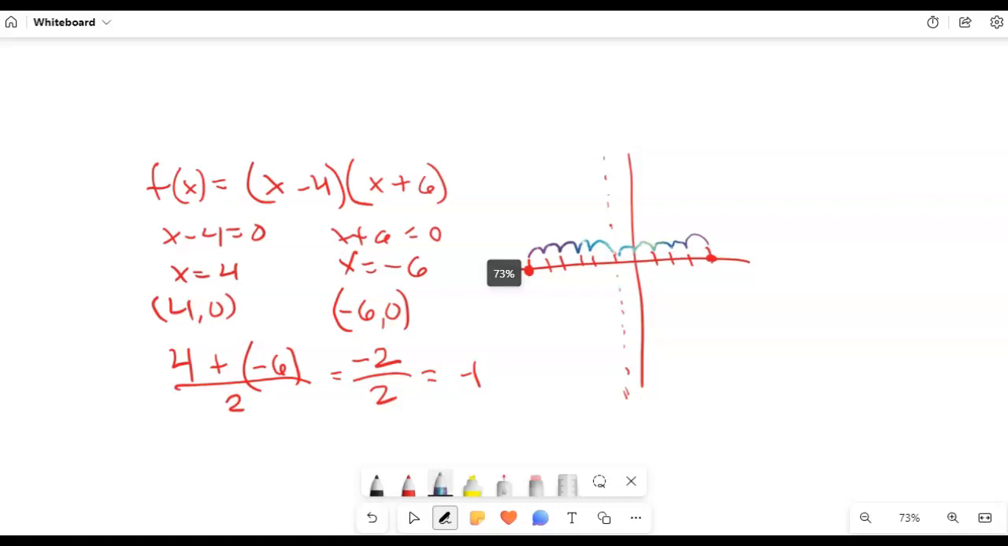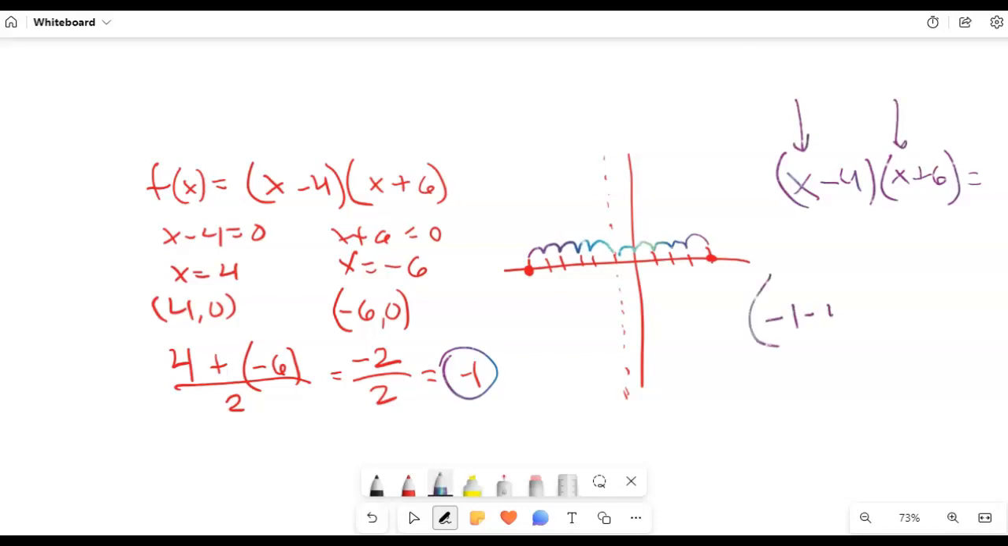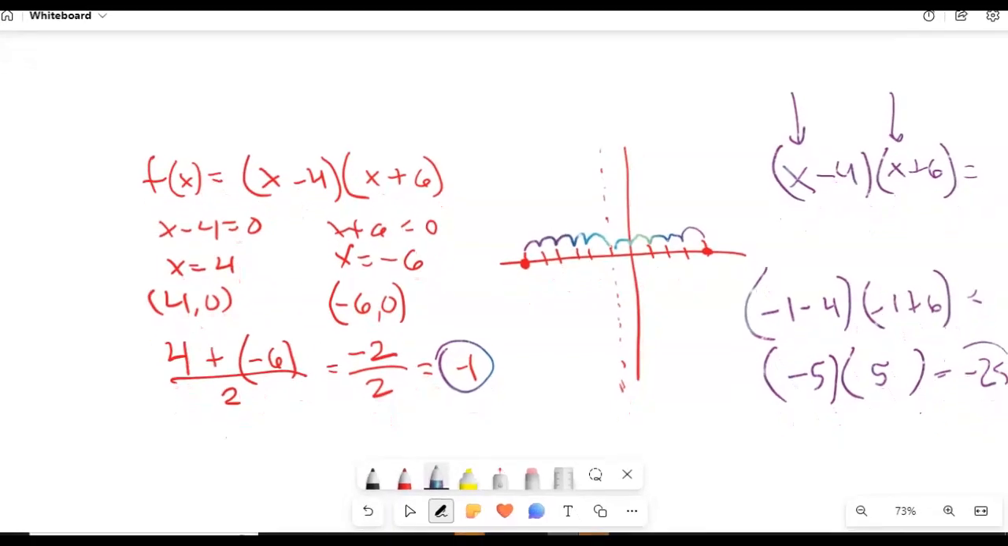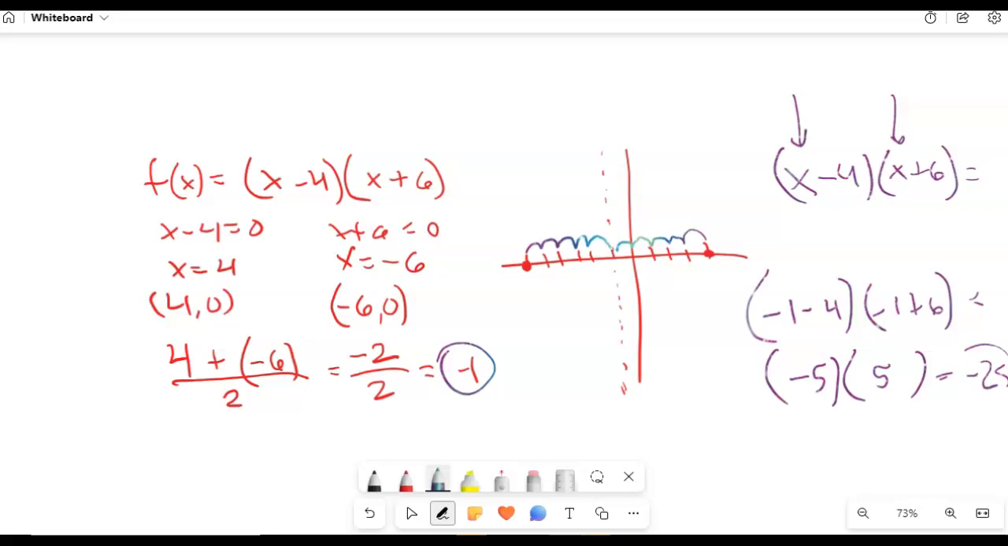So to do that, let's take a look then at if we have x minus 4 times x plus 6, and we know that the x value for my vertex is negative 1, I can plug that value in for any value of x and solve for y. So let's do that. So negative 1 minus 4 times negative 1 plus 6 equals, this is going to be negative 5. And then note that this is multiplication. So negative 5 times 5 is going to be negative 25. So we have a negative times a positive. Okay. And so that means that it would be negative 1 comma negative 25.